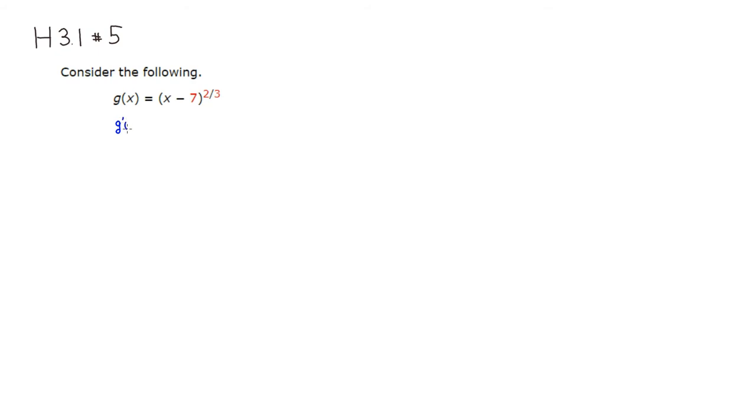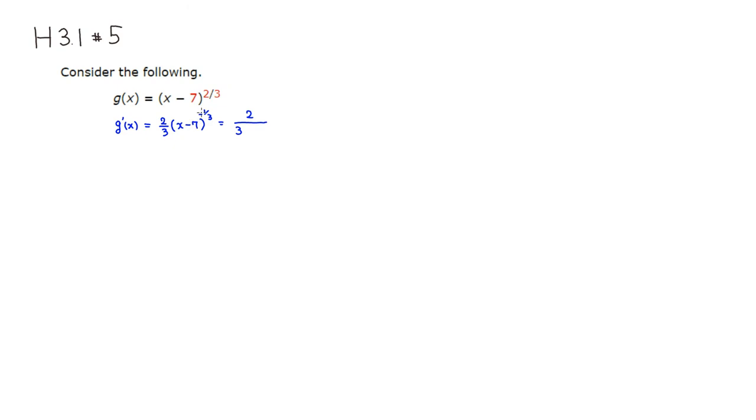g prime of x is equal to, so this is a general power rule, so put the 2/3 in front. Keep the inside expression as it is, so quantity x minus 7. Subtract 1 from the power, so it's a negative 1/3. Then multiply by the derivative of the inside, which is just 1, so I'm not going to write that. Then we can rewrite this as 2 lives upstairs and 3 lives downstairs.